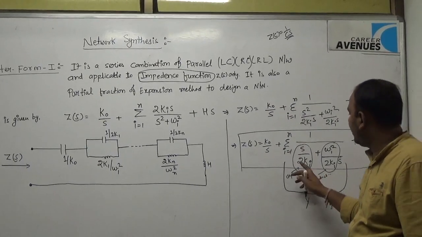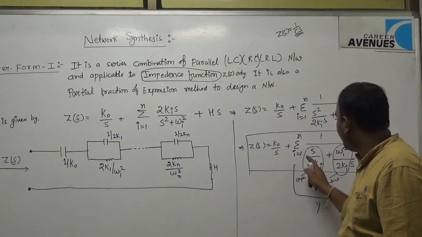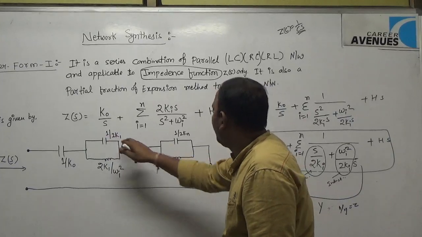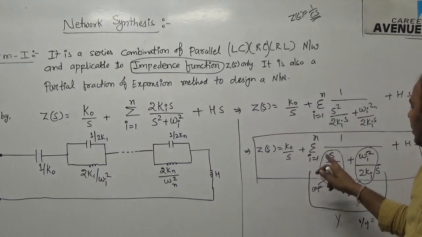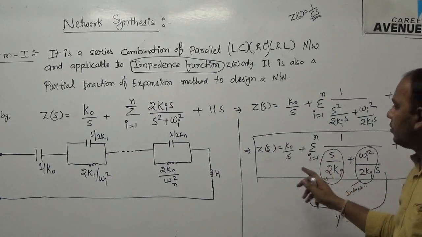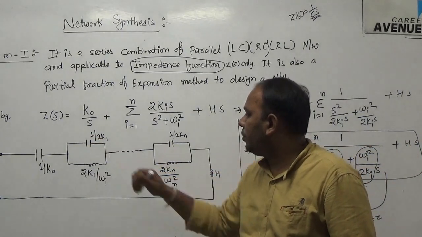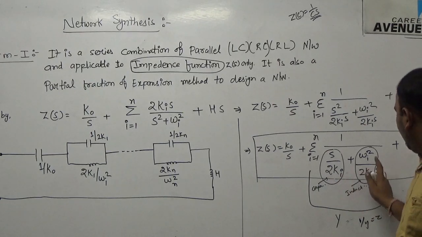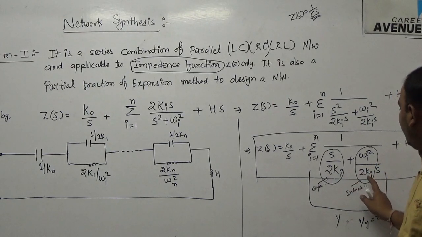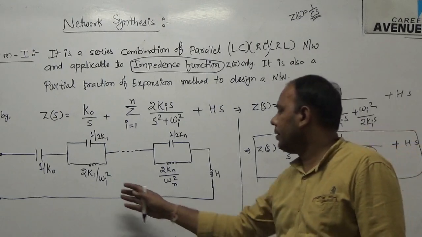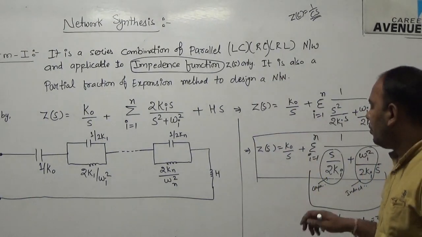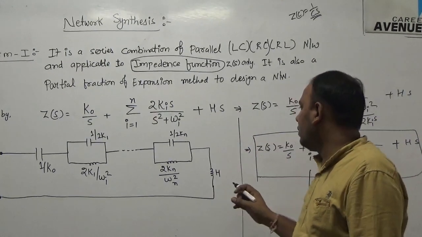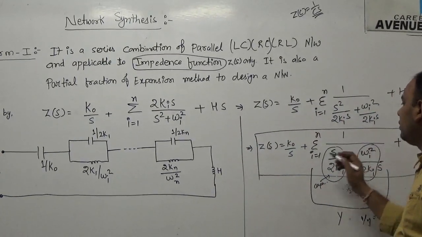Here the coefficient is 1 upon 2Ki, so the capacitor value will be 1 upon 2Ki, and we use a capacitor of 1 by 2Ki. These are in parallel, and the second one is the inductor L, whose amplitude will be 2Ki upon omega i square. So this is the overall Foster form first, how to reduce Z(S) into this form.